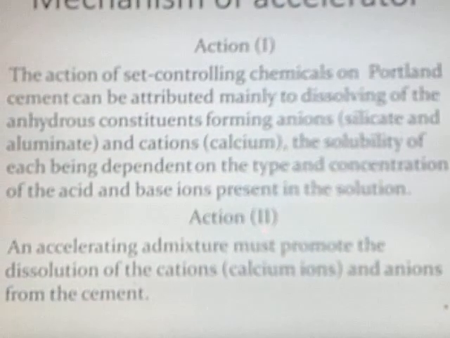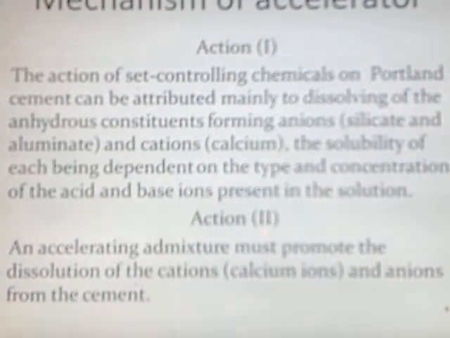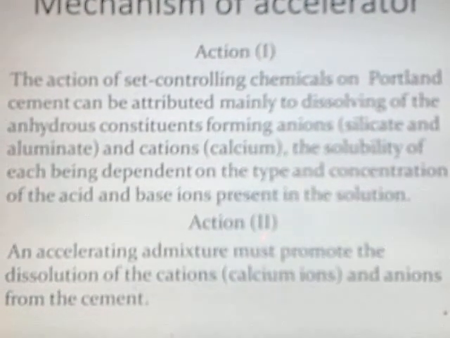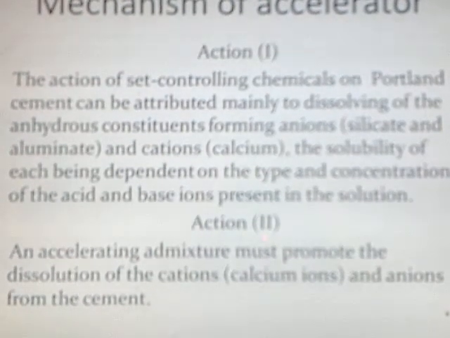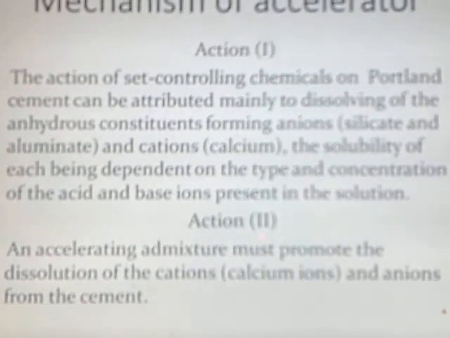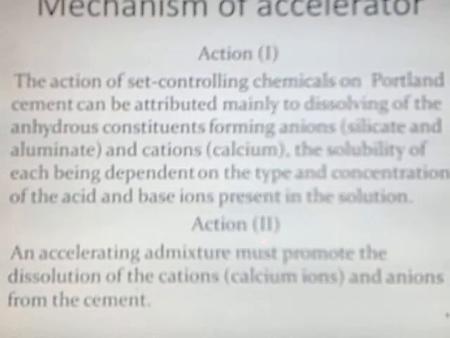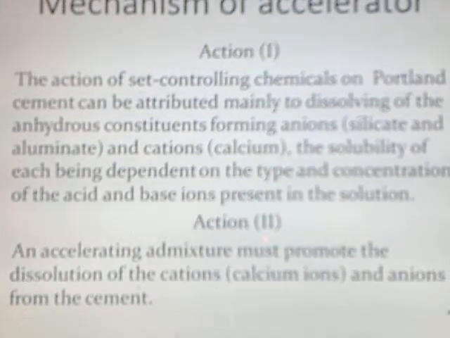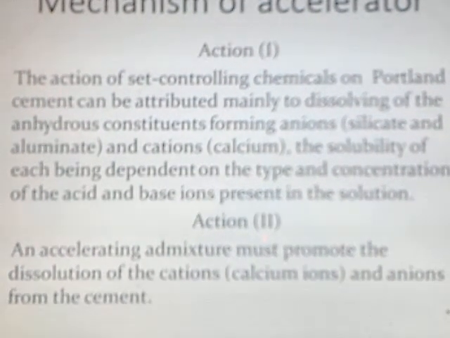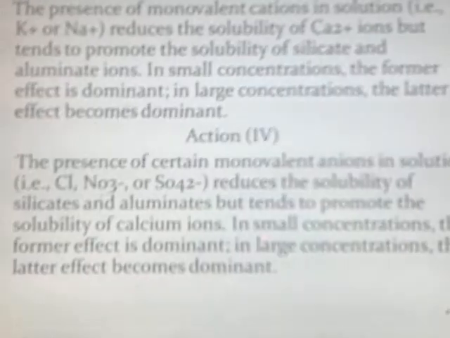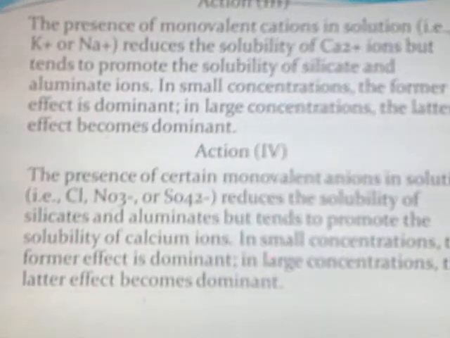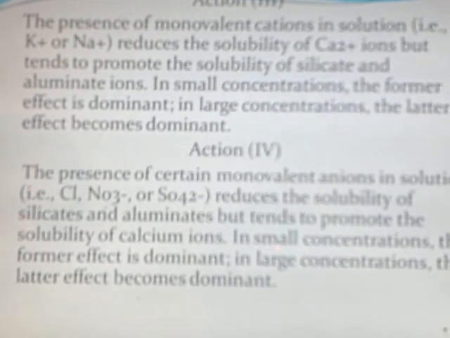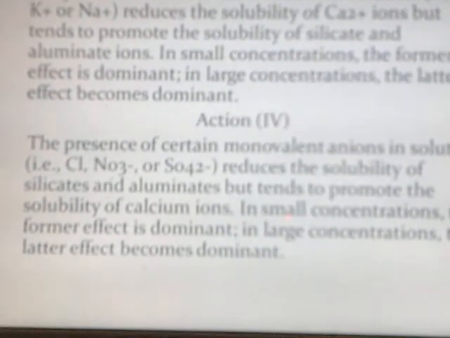The mechanism of the accelerator. Action 1 explains that the action of the set controlling chemicals on the Portland cement can be attributed mainly to dissolving of the anhydrous constituents forming anions and cations, the solubility of each being dependent on the type and concentration of the acid and the base ions present in the solution. Action 2 explains that the accelerating admixture promotes the dissolution of the cations and anions from the cement. Action 3 explains that the presence of monovalent cations reduces the solubility of Ca2+ ions but tends to promote the solubility of silicate and aluminate ions.